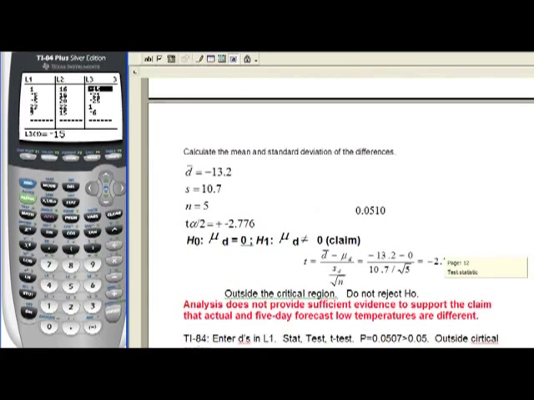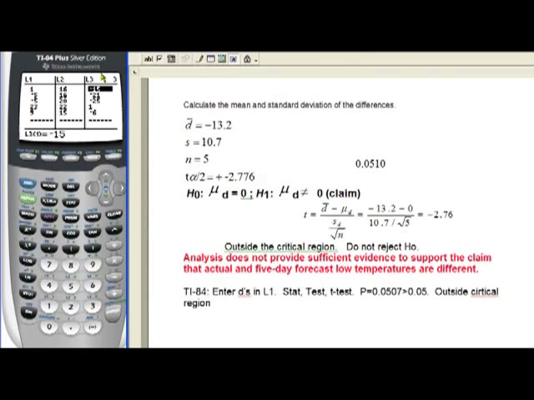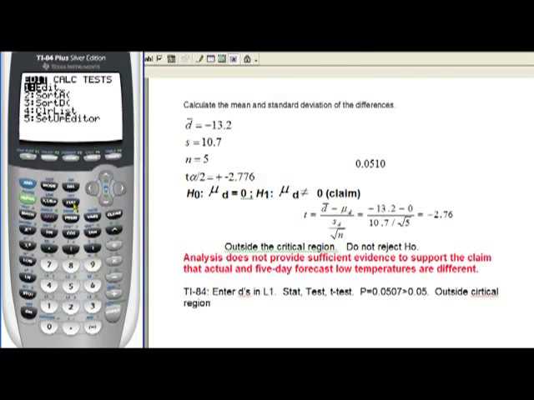Now, since you have that column, if you were to do it by hand, this is how you would have set up your H null and H1. And this is your claim: the differences are not 0. Then you would have put in the d hat. How do you get that one, -13.2? You need to do one-variable statistics on L3, and this value turns out to be -13.2. So you go to Stat, Calc, one-variable statistics on L3, and as you see, you get -13.2.